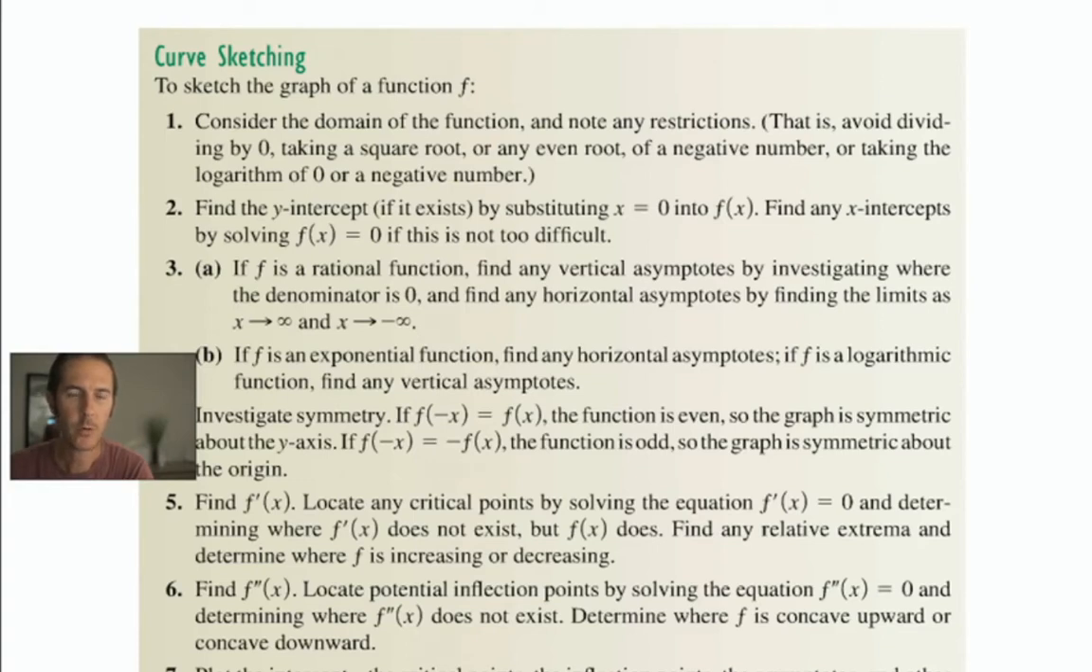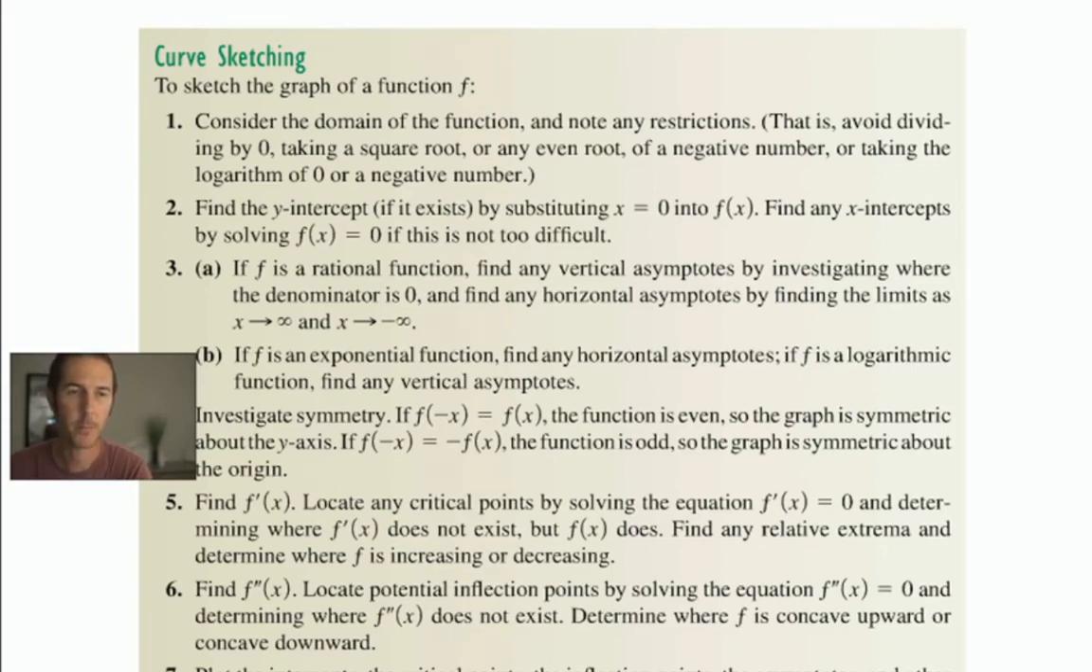So number one, we're recommended to consider the domain of the function and if there are any restrictions. In other words, we want to avoid dividing by 0, taking the square roots of negative numbers, or if we're working with a logarithmic equation, we want to make sure that the argument ends up being a positive number. You can't take the log of a negative number, and you can't take the log of 0. The argument has to end up being positive. So again, our input values can have an effect on the argument of the logarithm function.